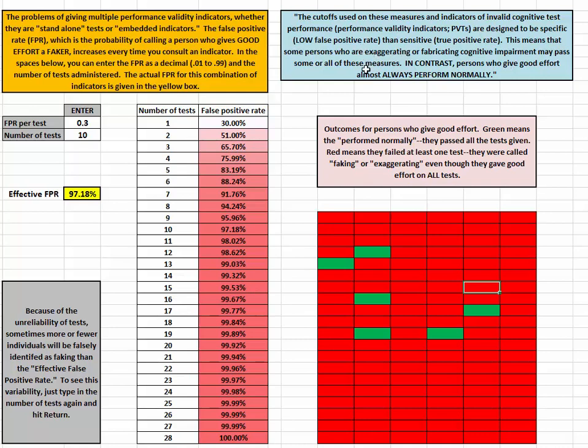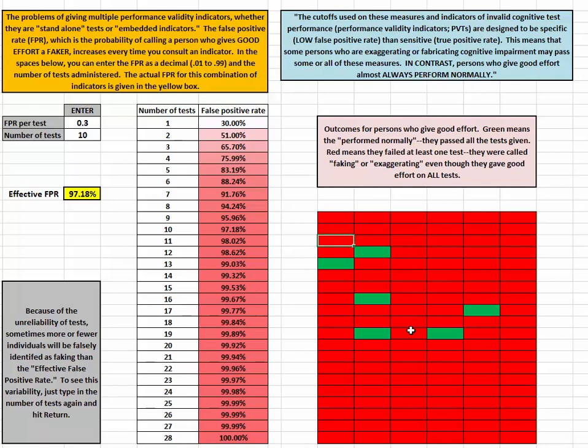Here's what they're saying. Well, we designed these tests to be specific with a low false positive rate, much more specific than sensitive. And this means that some persons who are exaggerating will pass these measures. And so if you pass them all, they say, well, you can still be a faker and pass them. I mean, you just can't win. But in contrast, this is the false statement. In contrast, persons who give good effort almost always perform normally.